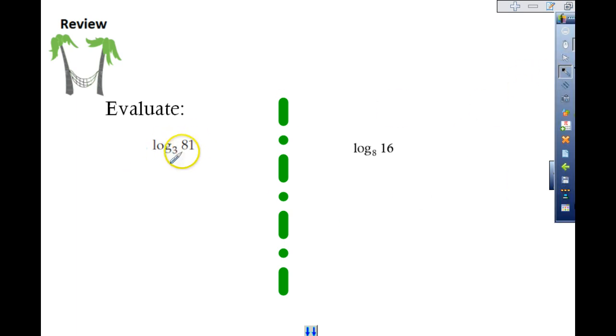Just recall that we do have a way of solving these. Remember what this is actually asking. This is asking, 3 to what power is 81? So many times so far we've been able to just consider this question, look at it, and say, okay, well, 3 times 3 is 9, times 3 is 27, times 3 is 81. So yeah, 3 to the 4th equals 81.